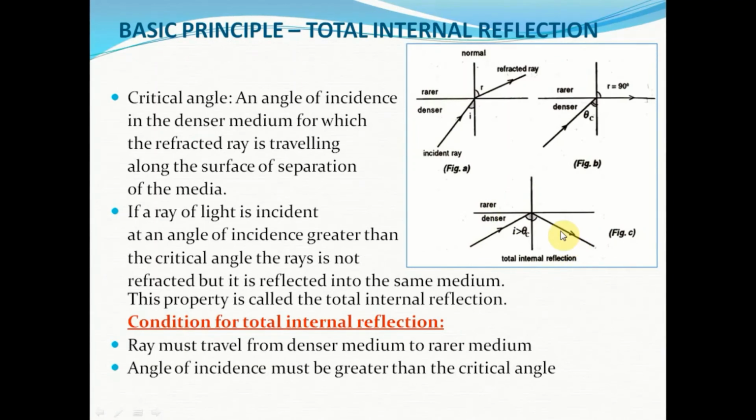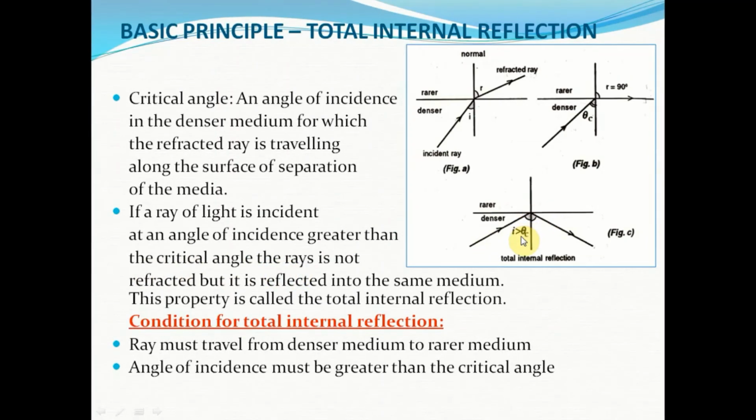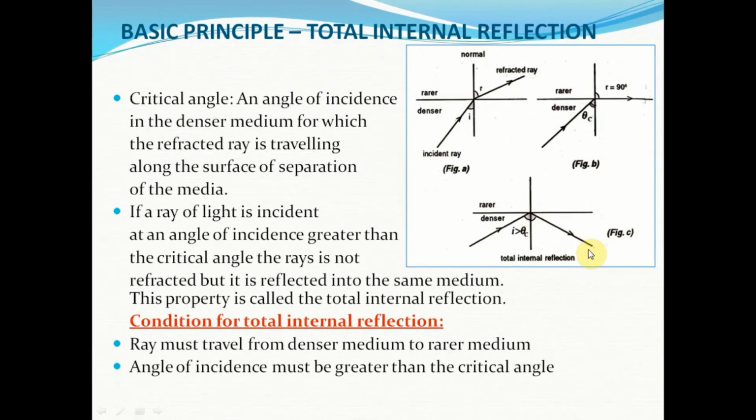In fiber optics we can say that only total internal reflection is happening. That means the light ray will be reflected back to the same medium. So if a ray of light is incident at an angle of incidence greater than the critical angle, the ray will not be refracted. It will be reflected only, to the same medium. This is the property called total internal reflection.